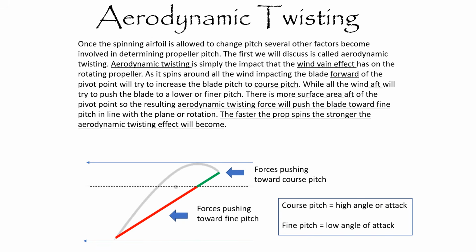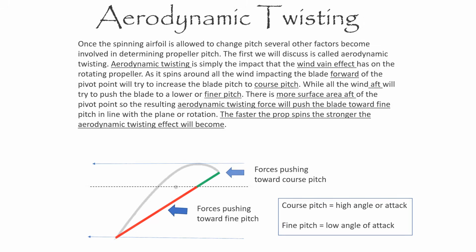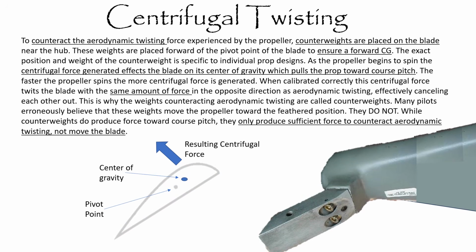There is more surface area aft of the pivot point, so the resulting aerodynamic twisting force will push the blade towards fine pitch in line with the plane of rotation. The faster the prop spins, the stronger the aerodynamic twisting effect will become. To counteract the aerodynamic twisting force experienced by the propeller, counterweights are placed on the blade near the hub. These weights are placed forward of the pivot point of the blade to ensure a forward CG.